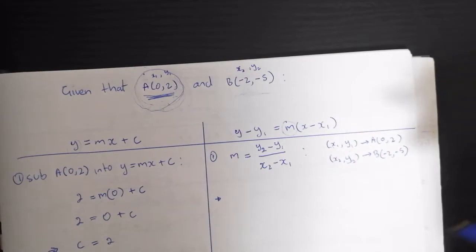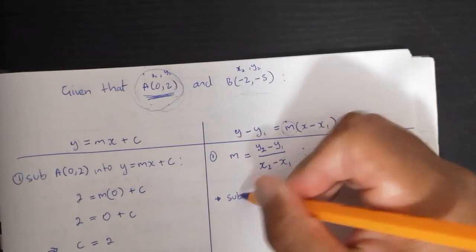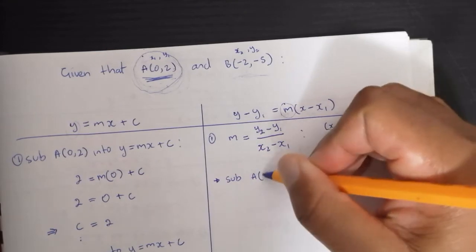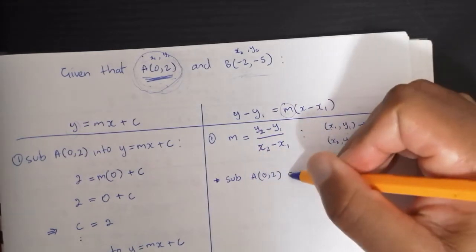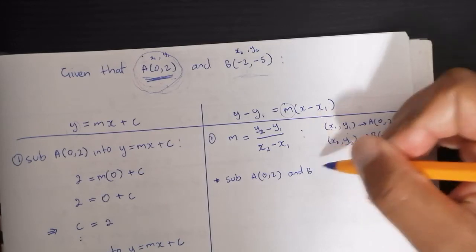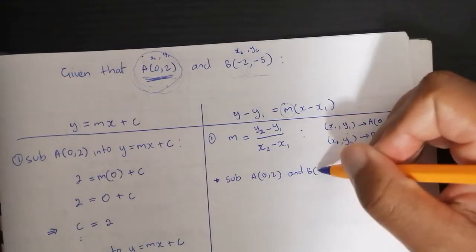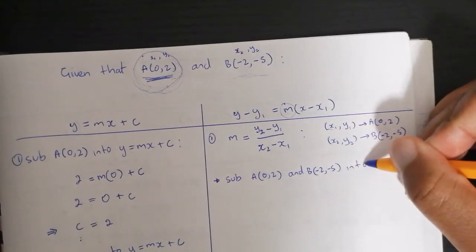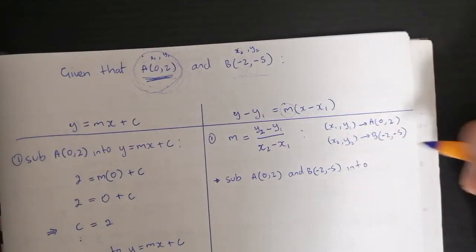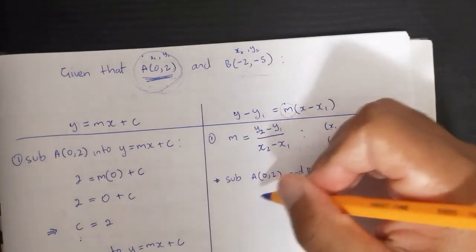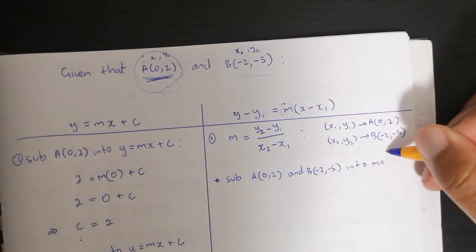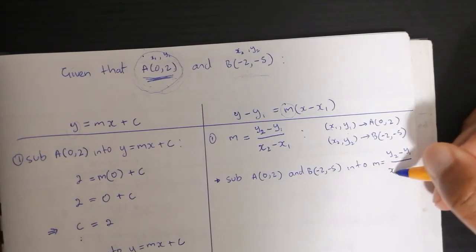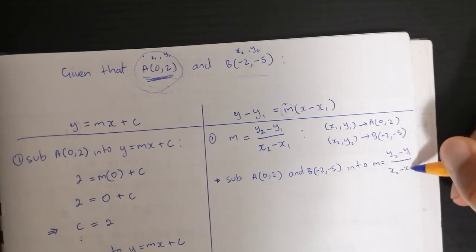So okay, what we're going to do is substitute the points A and B into the formula m equals y2 minus y1 over x2 minus x1.